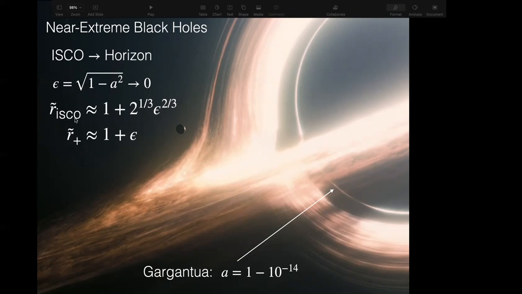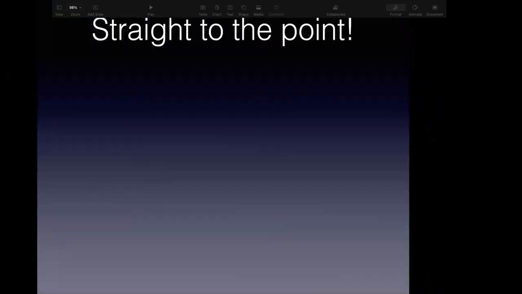It has a spin parameter of roughly 1 minus 10 to the negative 14. And the question is, if Gargantua was out there, will LISA be able to find it? Okay, so I'm just going to get straight to the point of our results.